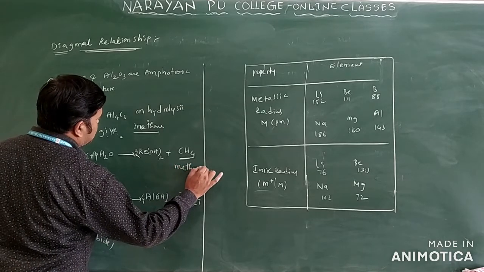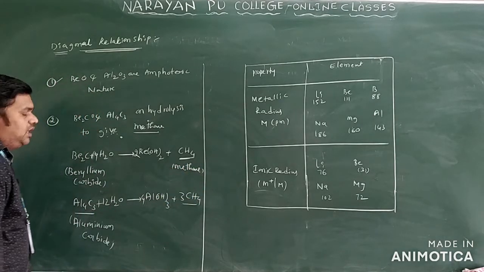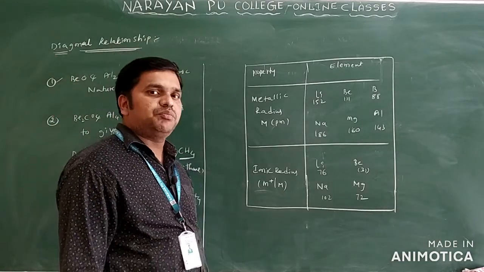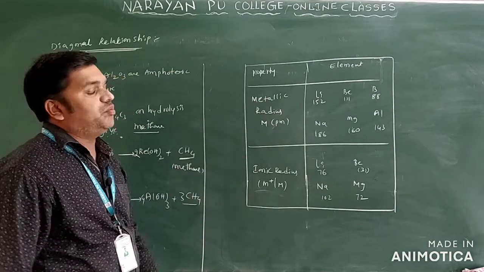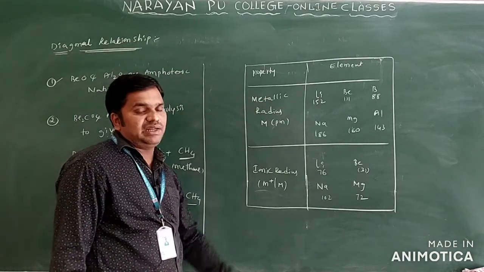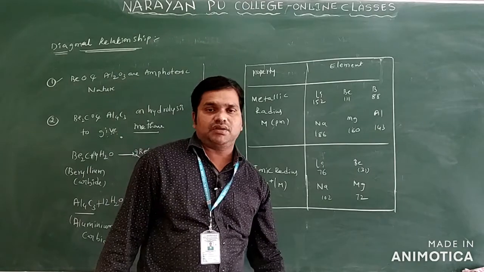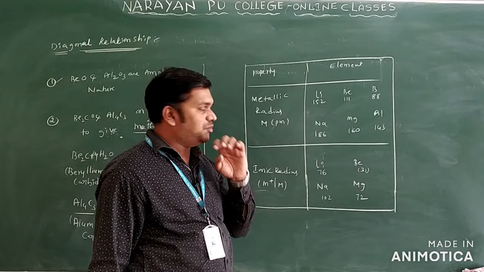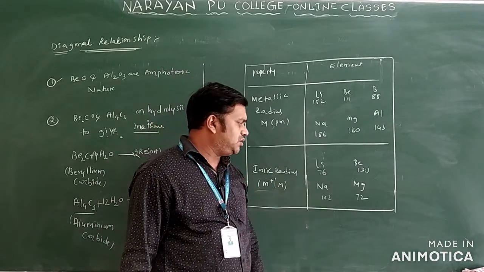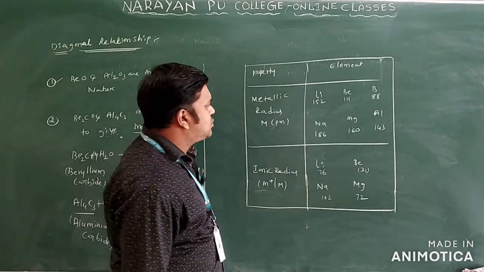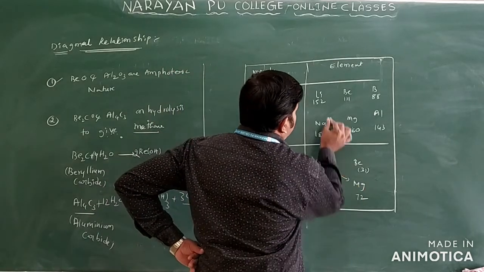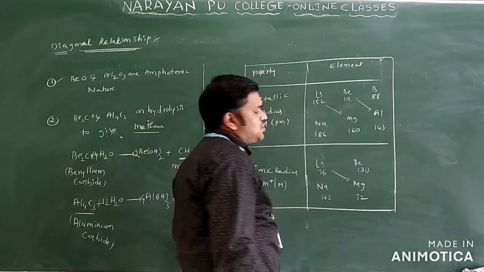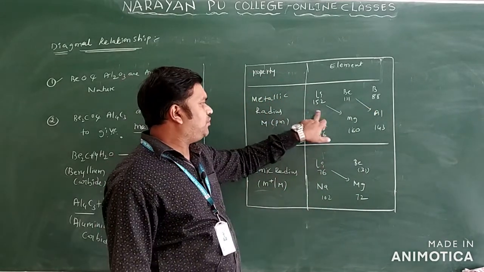Methane only. So by seeing these two properties, you can say the elements come under diagonal relationship, or what? They have similar properties only. Let us see some of the properties I wrote here. Metallic radius in picometers, and ionic radius of a few elements I wrote here: lithium, beryllium, boron, and sodium, magnesium, aluminum. And the ionic radius I wrote here, lithium, beryllium with sodium and what? Magnesium only.